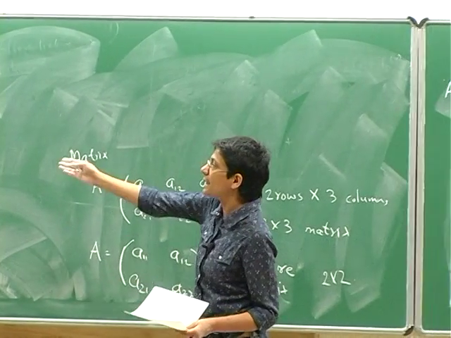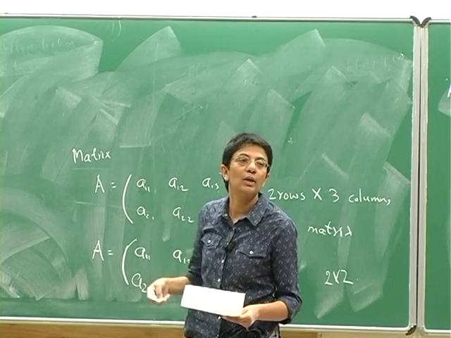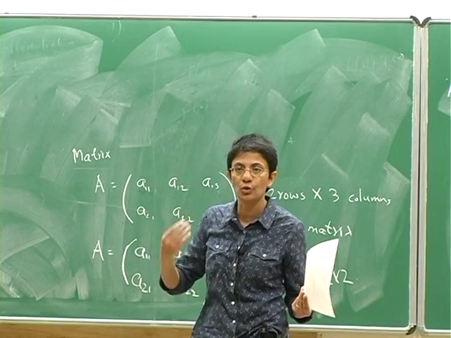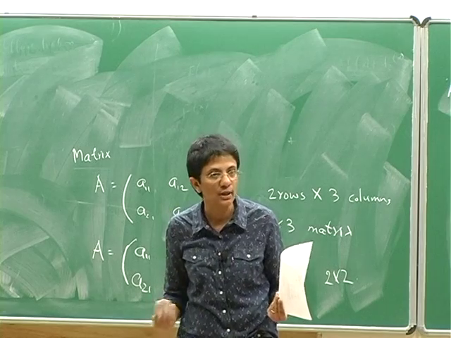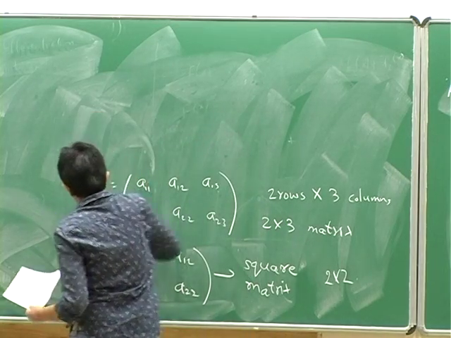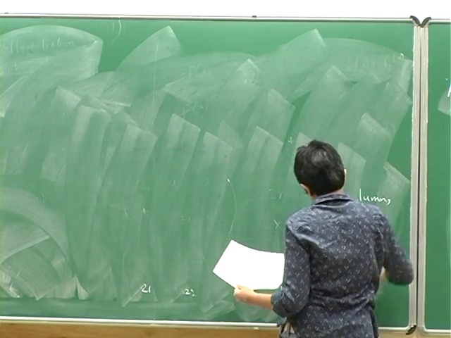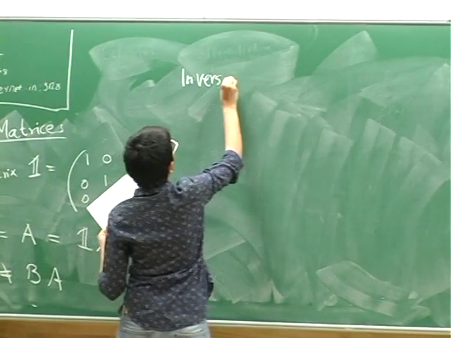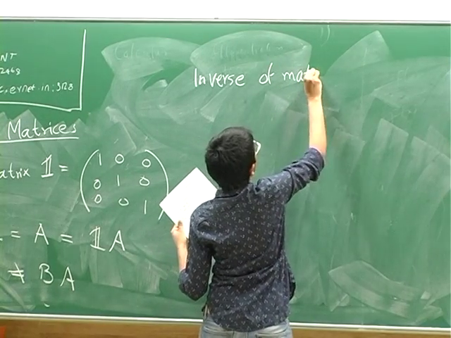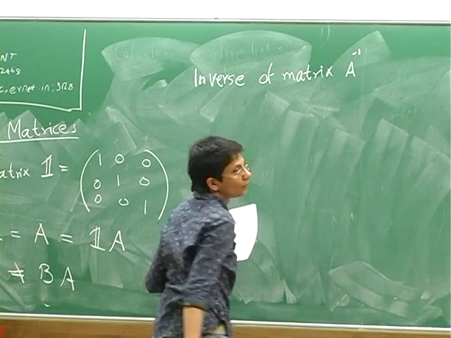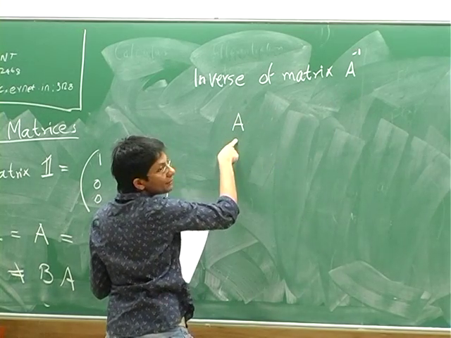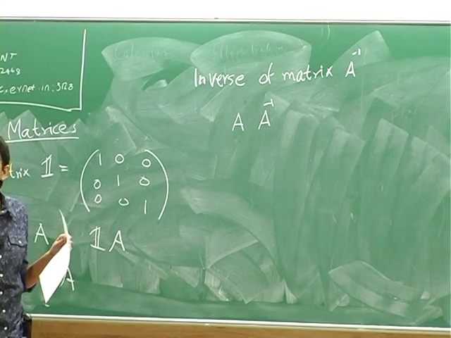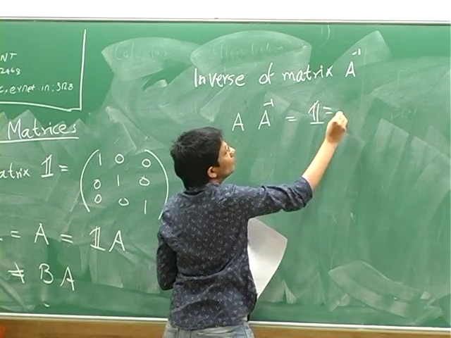And just like for numbers, I said the identity matrix I was the analog of the number 1. Now we do division when we deal with numbers. The inverse or the reciprocal of 2 is 1 by 2. What's the reciprocal of a matrix? It's called the inverse of a matrix, which has the property that when I multiply A with A inverse, what do you think I should get? Identity matrix.